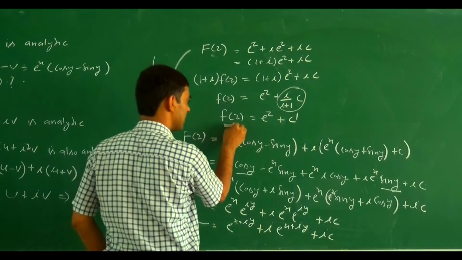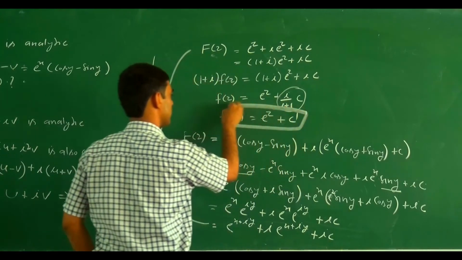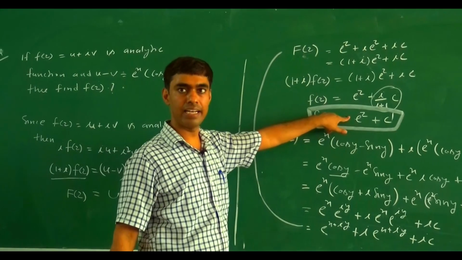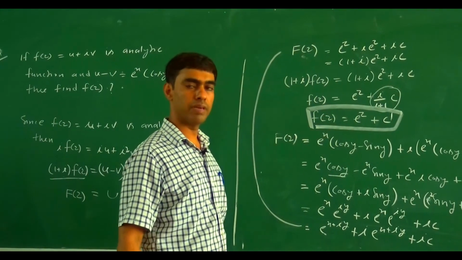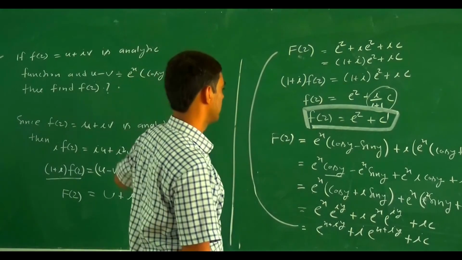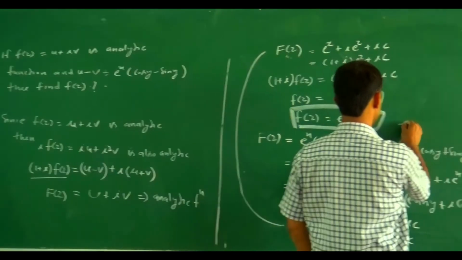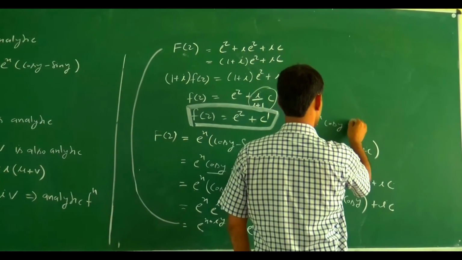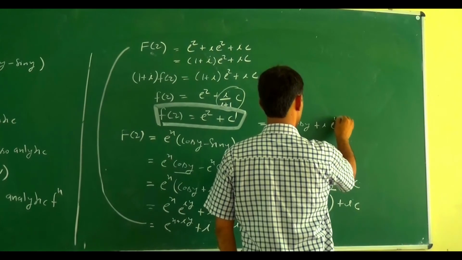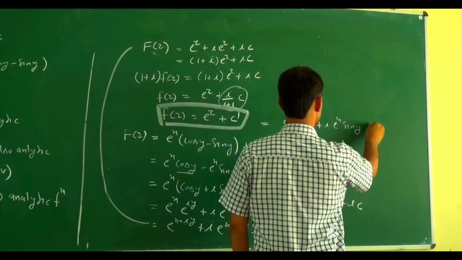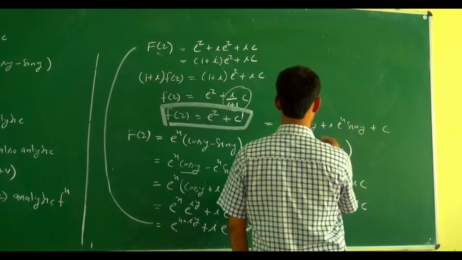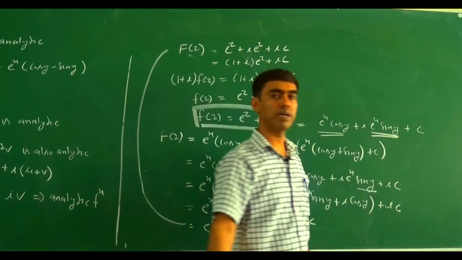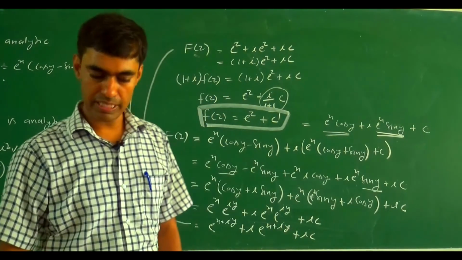So this one is our actual function, Fz equals u plus iv. If we equate the real and imaginary parts, then what is the value of the real part? This becomes e to power x cos y plus i e to power x sin y plus C dash. So this one is the real part, and this one is the imaginary part with a value of a constant C.